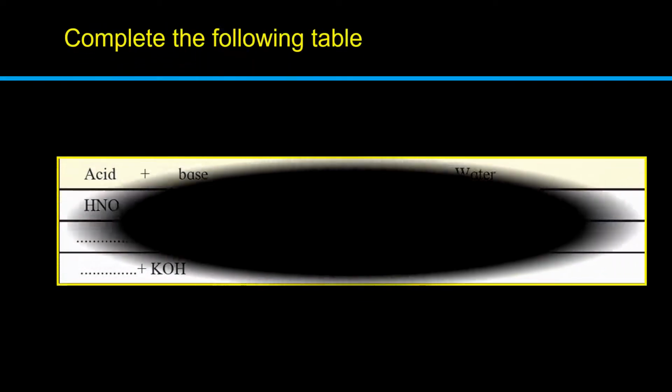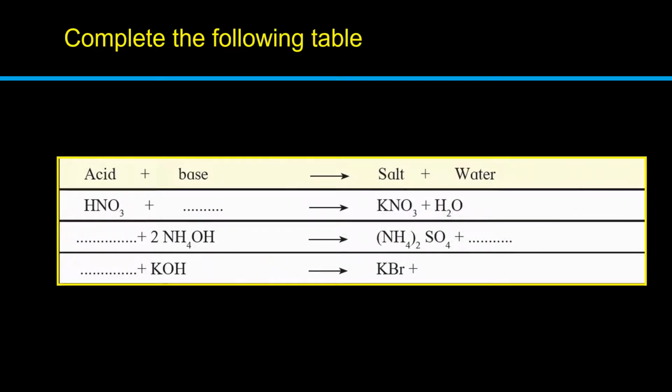Based on neutralization, children, shall we complete the following table? So this is the general equation representing neutralization, that is acid plus base gives salt and water. So HNO3 is an acid. So what could be the base, children? We can get an idea by looking at the salt. Here we have potassium. Yes, your guess is right. It is potassium hydroxide. So nitric acid, potassium hydroxide gives potassium nitrate salt and water.